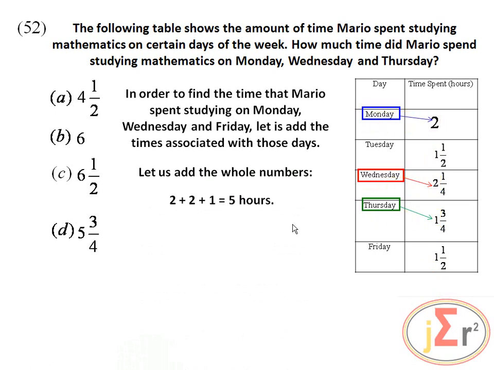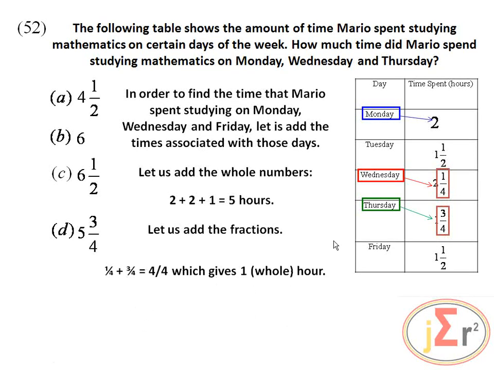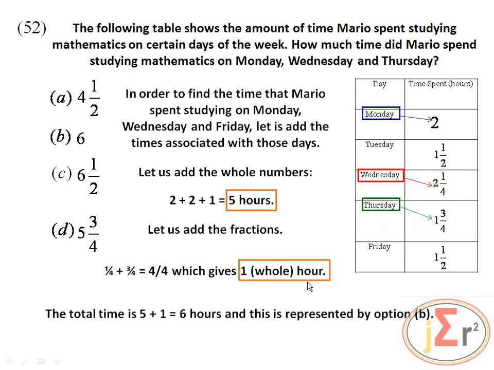Then we add the fractions. We don't have a fraction in this one. We have a quarter and 3 quarters. So we're going to add those fractions. A quarter plus 3 quarter, same denominator, so add the numerators. We have 4 quarters, and 4 quarter is equal to 1. So we have 1 whole hour right here. So the total time is the 5 hours with the 1 hour that we have right here, 6 hours. And this is represented by option D.